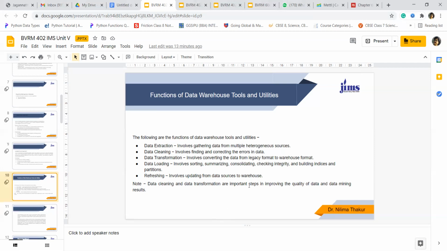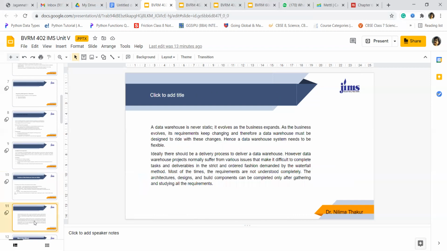Data cleaning and data transformation also are important steps in improving the quality of data and data mining results. So we can say on the whole that data warehouse is the prior step towards the data mining procedure. Data warehouse is never static, it evolves as the business expands. As the business evolves, its requirements keep changing, and therefore, a data warehouse must be designed to ride with these changes. Hence, a data warehouse system needs to be flexible.